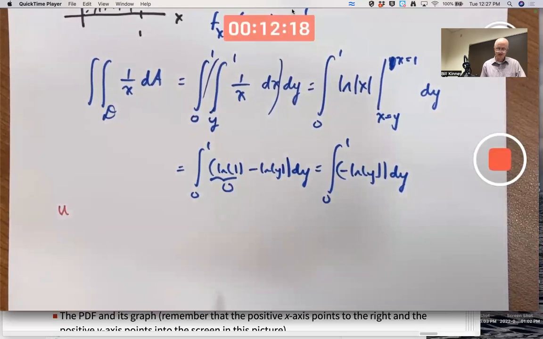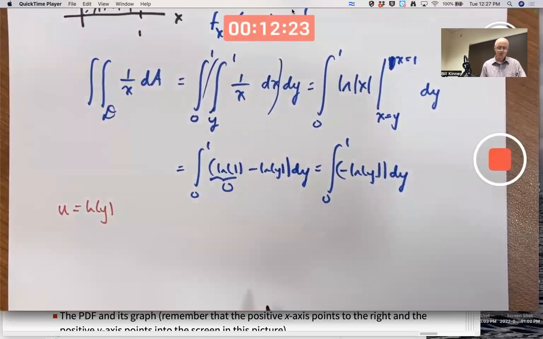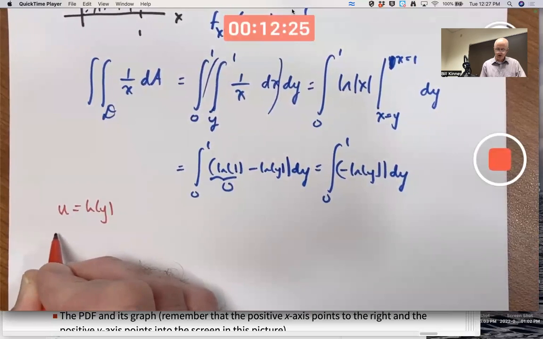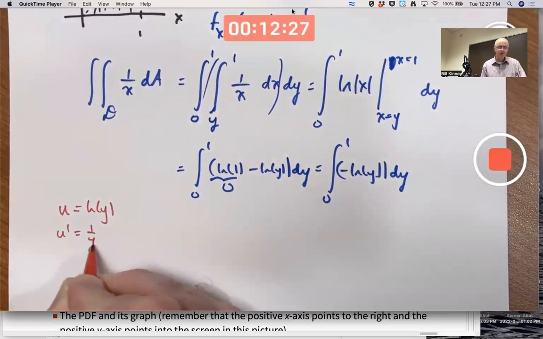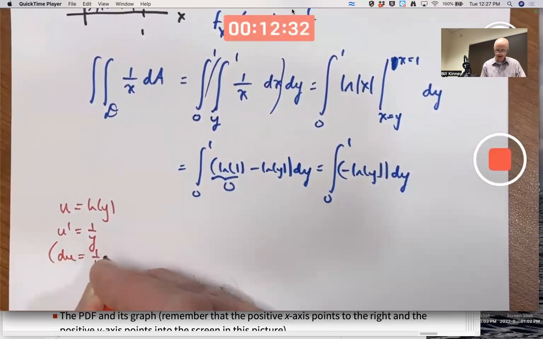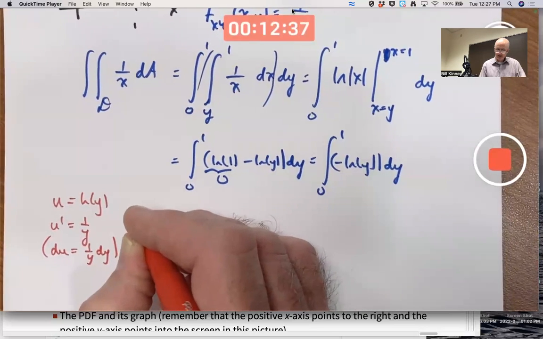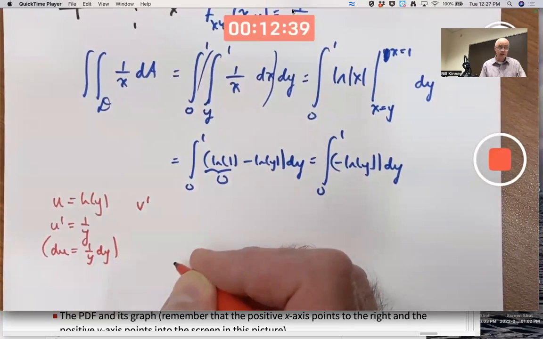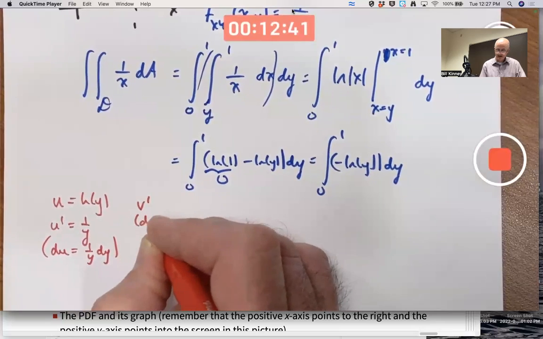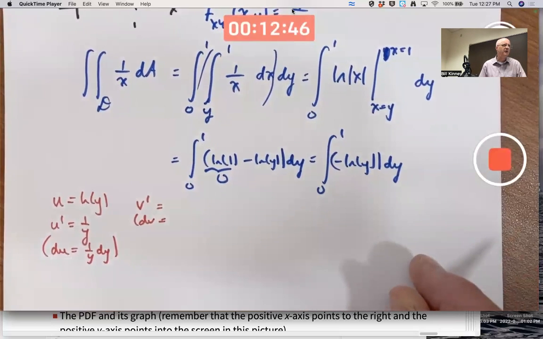Integration by parts. Let u equal natural log of y. So u prime is 1 over y. Or maybe you learned that as du is 1 over y dy. And what's v prime? Or dv if you prefer, to do this integral. Put the negative sign on the front and don't worry about it for the moment. Remember how to do integration by parts?